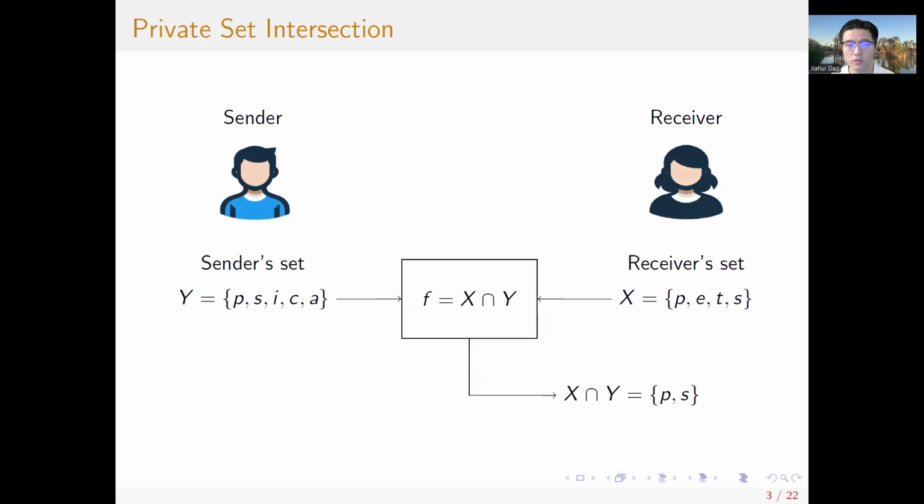So private set intersection is a well-studied problem in the context of multi-party computation. This figure shows a two-party case where the receiver and sender each have private input sets X and Y. And the receiver should learn the intersection of these two sets, while both of them learn nothing else apart from the final output. In this case, the result is P and S.